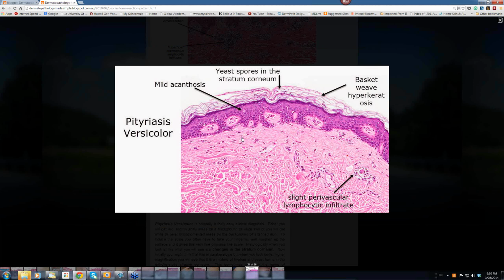And again, if you do a biopsy and look at it, this is the picture that you're going to see. Not really much in the way of acanthosis, perhaps very mild. Basket weave hyperkeratosis, and up here are the yeast spores in the stratum corneum. So that's the important thing to look for. Slight perivascular lymphocytic infiltrate, not much. It's another one of those conditions where you might look at the slide initially and say, what in heaven's name is going on here? I can't see much at all. And that's why you have to examine it systematically, starting at the stratum corneum and work your way down and see what you can in fact see.